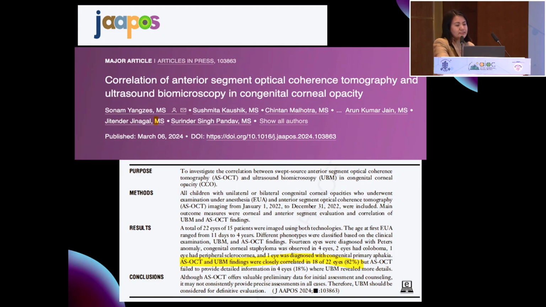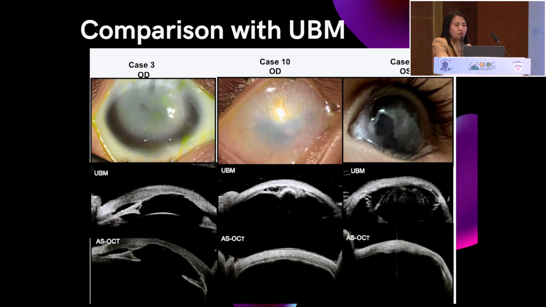and also to counsel the parents. Along with that, this is another publication from our department which shows the correlation of the AS OCT with that of the UBM. This AS OCT having a good penetration, we can get anterior chamber details even in an opaque cornea. So here there are beautiful images which can be correlated with that of the UBM.